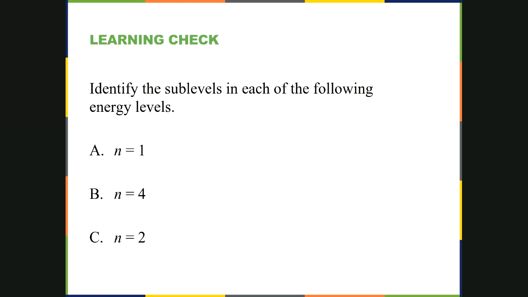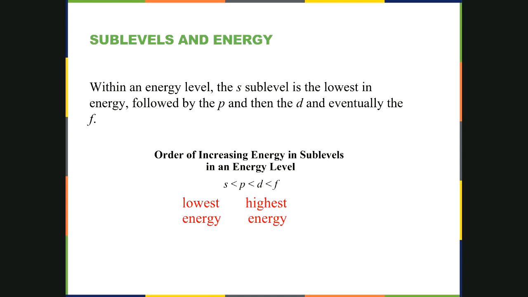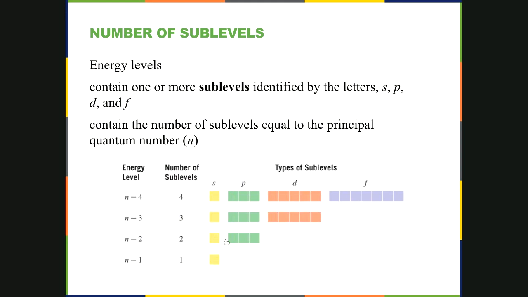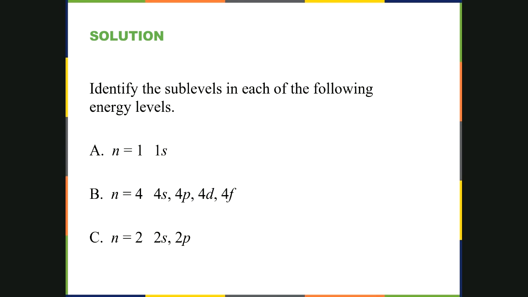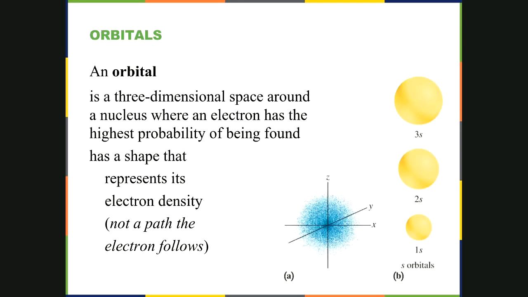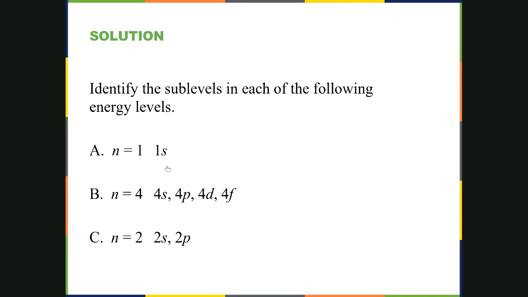So how about when n is 2? How many sublevels do we have? 2. When n is 2, there are 2 sublevels, the S and P. And again, going back to the quantum numbers, S is when the angular momentum number is 0, P is when the angular momentum number is 1. So it's 0 and 1, but most of the time we recall them as S and P instead. This is just referring to the specific sublevels by their name.